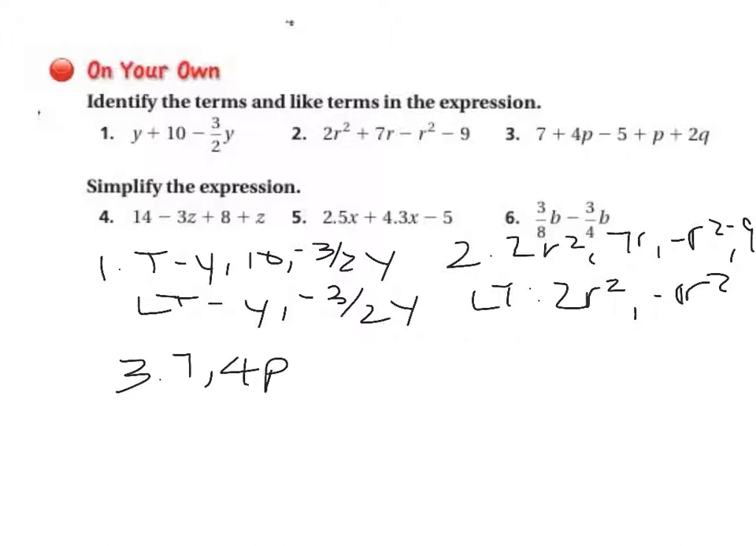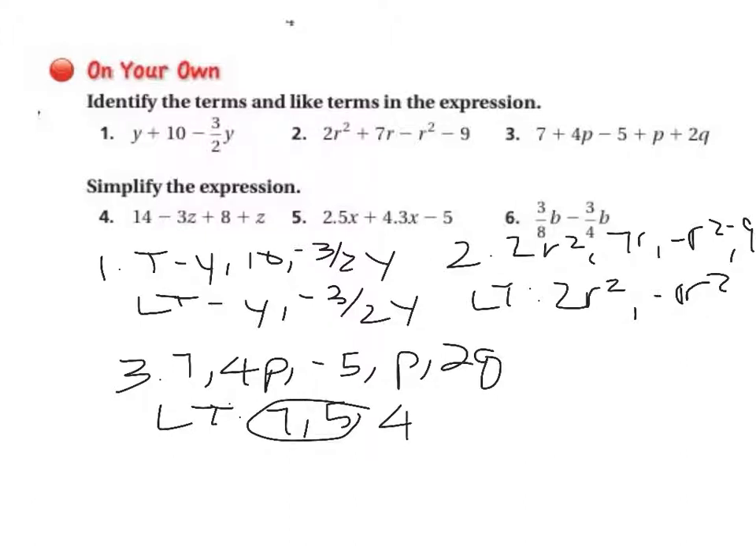4p is a term, negative 5 is a term, p is a term, and 2q is a term. Like terms, so the ones that have matches: 7 matches with negative 5, and 4p matches with p. But don't include 2q because it doesn't have a match.